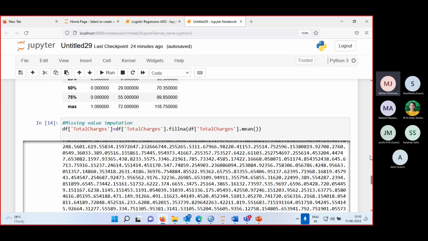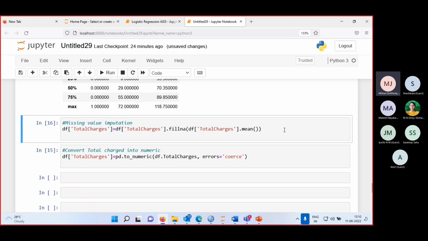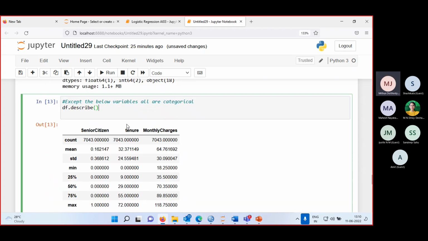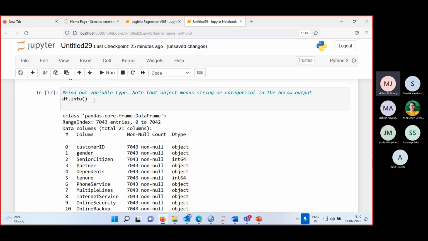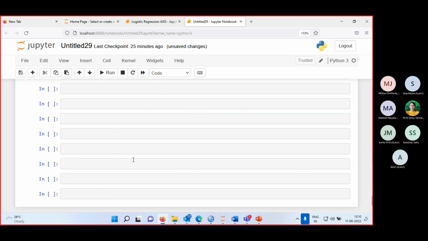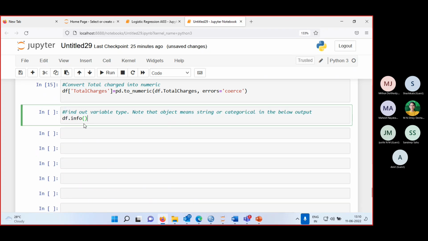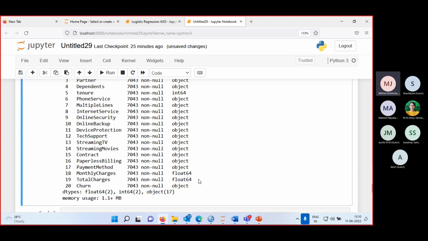Let me go one step back and run the mean function. Now it will work because it's treated as a numeric variable. Let me go one step further back and run the describe function. Summary statistics for total charges will also pop up. Now, let me pick up this df.info. See here, the last variable total charges is now being read as a float variable.